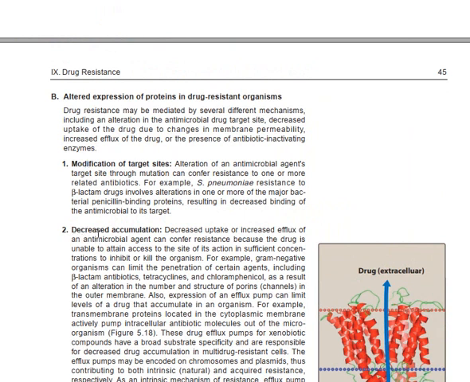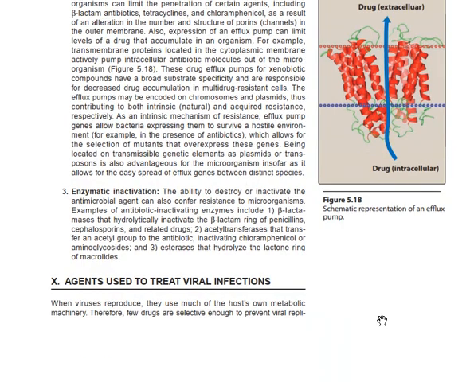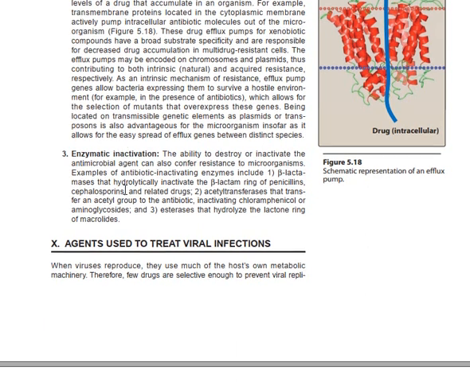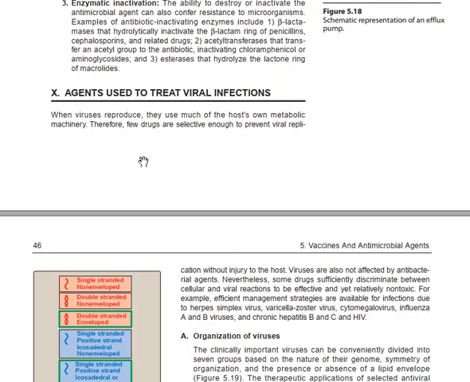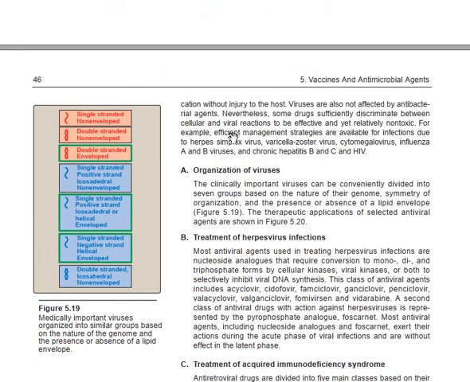In decreased accumulation, you have the expulsion of the antibiotic from the intracellular to the extracellular space, so that the antibiotics do not accumulate inside the cell again. The third one is enzymatic inactivation, where certain enzymes such as beta-lactamase are used to inactivate the beta-lactam rings of penicillin, as an example.